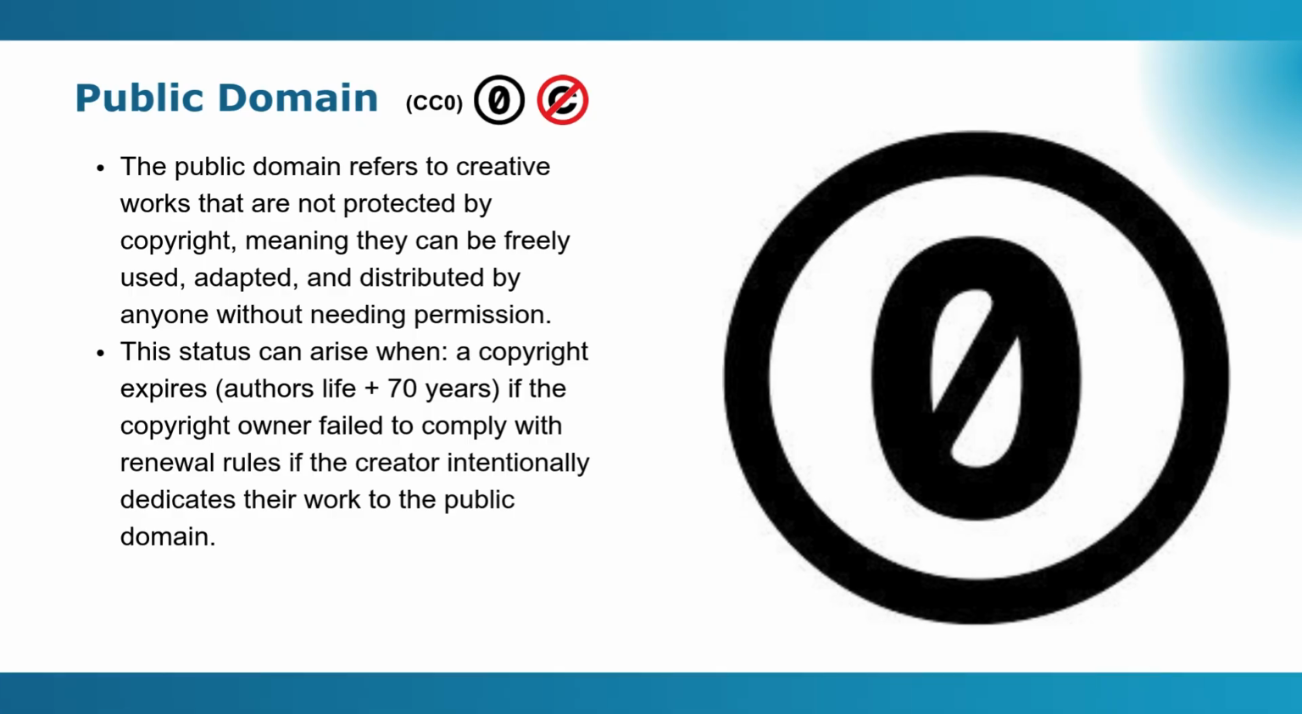The public domain refers to creative works that are not protected by copyright, meaning they can be freely used, adapted, and distributed by anyone without needing permission. This status can arise when a copyright expires, author's life plus 70 years, if the copyright owner failed to comply with renewal rules, or if the creator intentionally dedicates their work to the public domain.